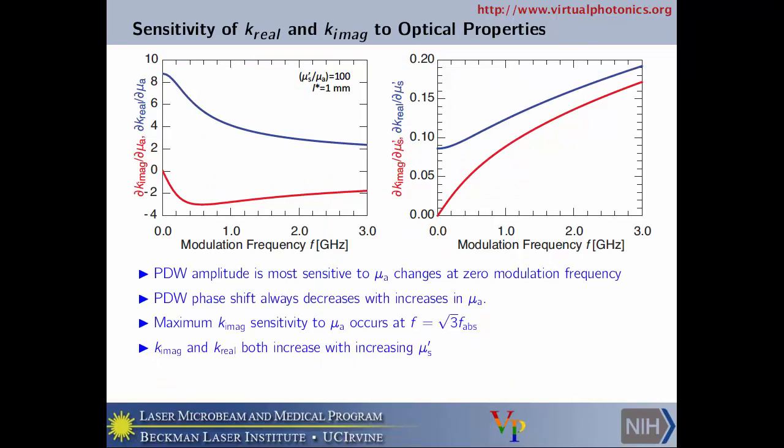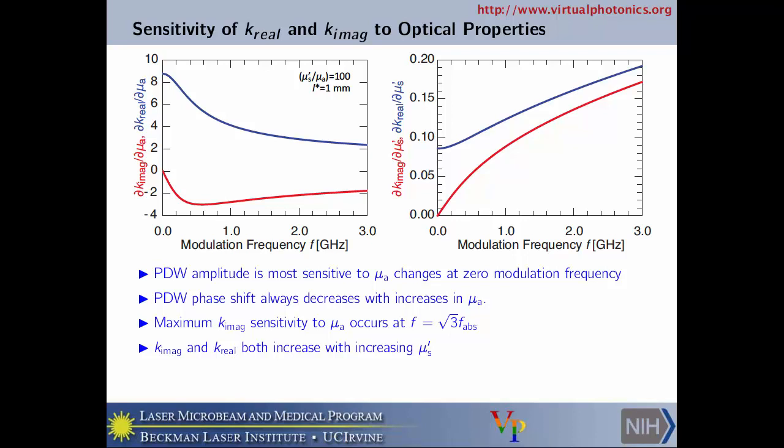So if you look at the sensitivity of these attenuations, both in amplitude and in phase, with respect to absorption, what you see is of course, as you increase absorption, you're going to increase the dampening of your photon density wave. This is the amplitude. And you see that you're most sensitive at very low modulation frequencies to absorption. And that sensitivity drops off as you increase your modulation frequency.